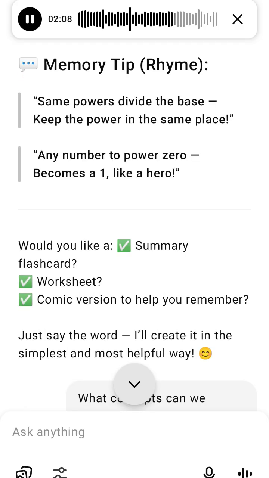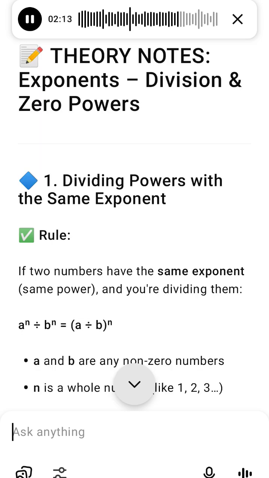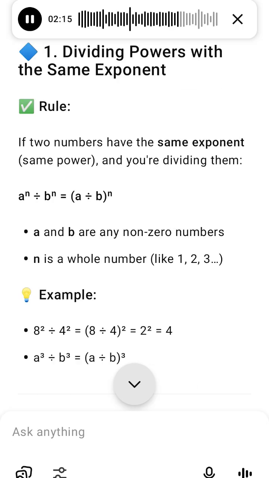Multiply with same exponent: a^n times b^n equals (ab)^n. Example: 4^3 times 5^3 equals 20^3, which equals 8,000. Divide with same exponent: a^n over b^n equals (a over b)^n. Example: 6 squared over 2 squared equals 3 squared, which equals 9. Zero exponent, non-zero base: a^0 equals 1. Example: 10^0 equals 1.